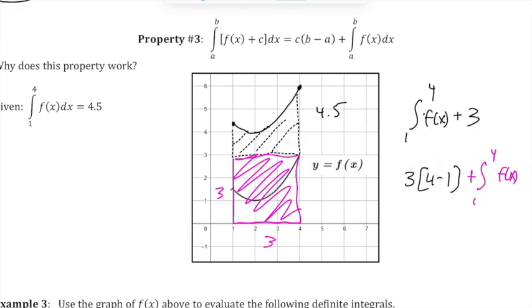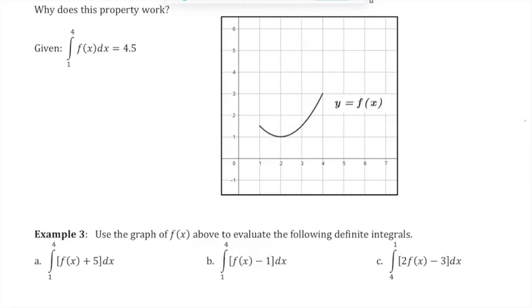So basically, to sum it all up, when you add a constant, you still have your same area, but when you move your function up, you have a square slash rectangle that can be determined by this value times this minus this. Because again, this would be the height, and the width is 4 minus 1. So that's kind of a reason why that works.